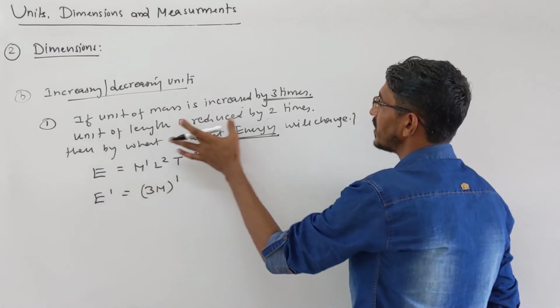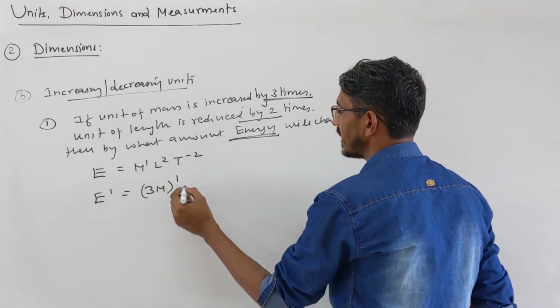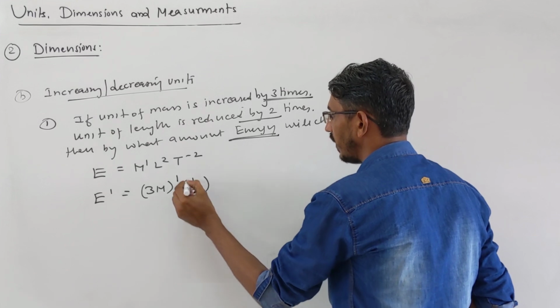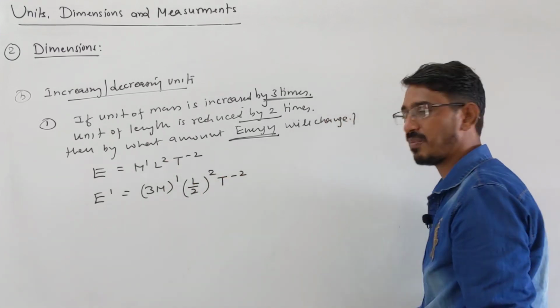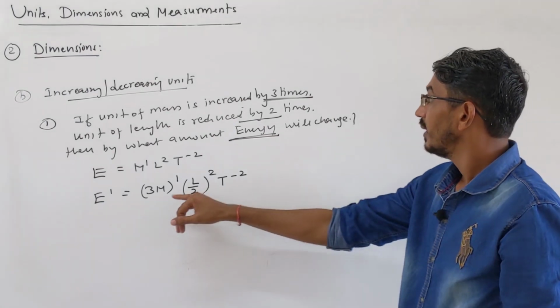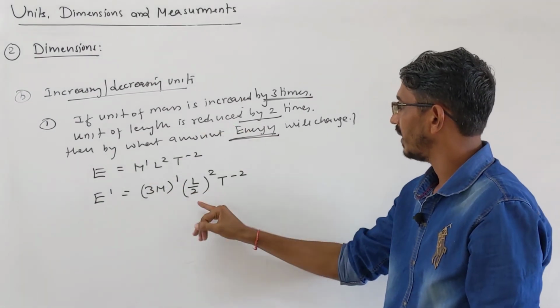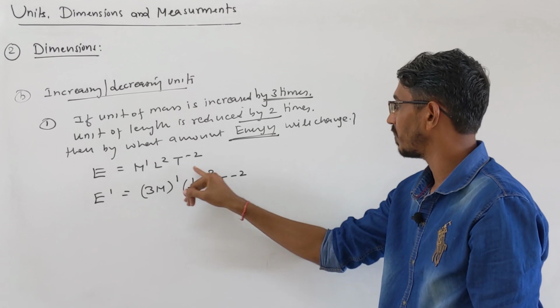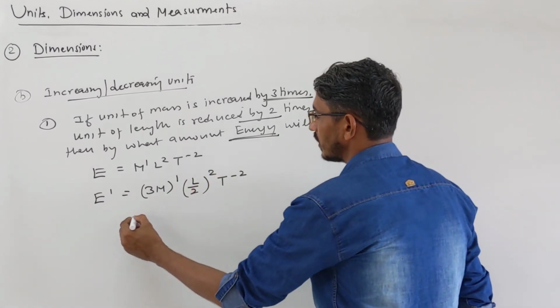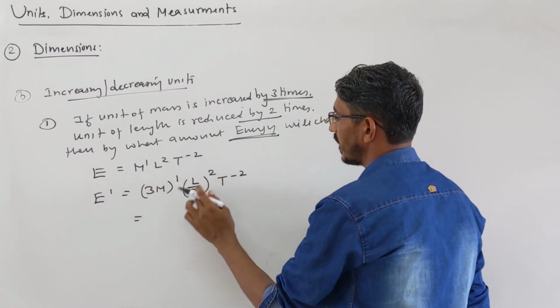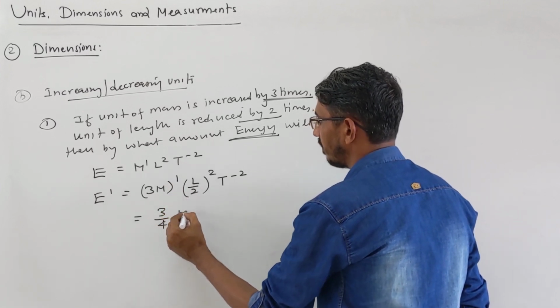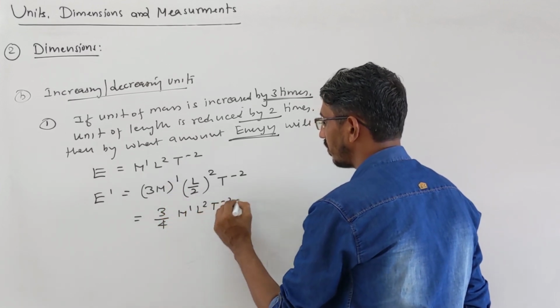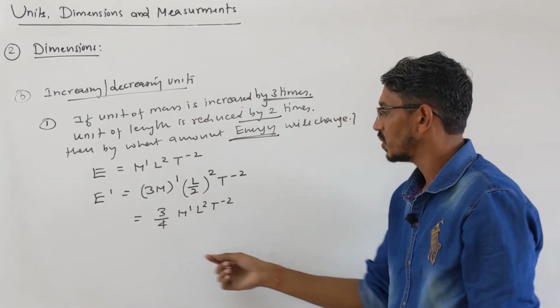Then the unit of length is reduced by 2 times, so L becomes L by 2, the new value, and the power is 2. Time is not changing, keep it the same, no problem. The unit of mass is increased, the unit of length is decreased by 2 times. I wrote the proper powers again. Okay, let's solve this. So 3, this becomes 1 by 4 squared, so it becomes 3 by 4 of m power 1, L power 2, T power minus 2, right? 3 by 4. So what is the final answer?